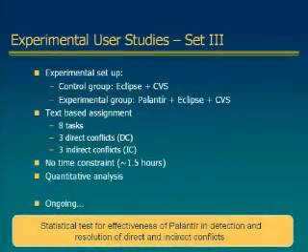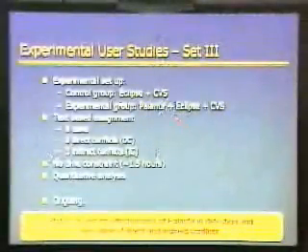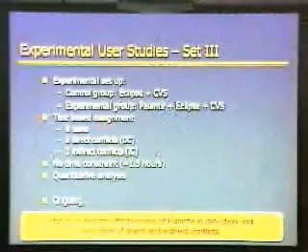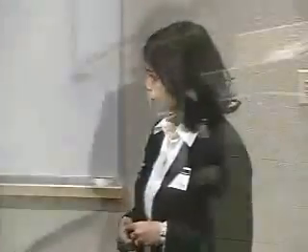The final set that I'm going to do is on text-based analysis, text-based assignment, so we don't have the fluctuations because of Java programming. It's going to be again control group without Palantir, experimental group with Palantir. This time for text-based, I'm doing only 8 tasks and have 3 direct conflicts and 3 indirect conflicts. There's going to be no time constraint, but I have done 6 of them. They take an hour and a half, right from getting the tutorial and finishing.